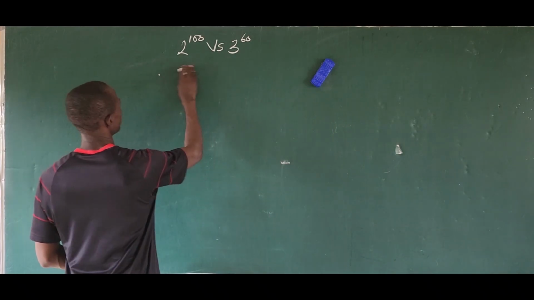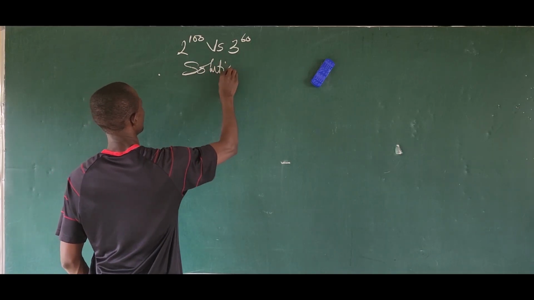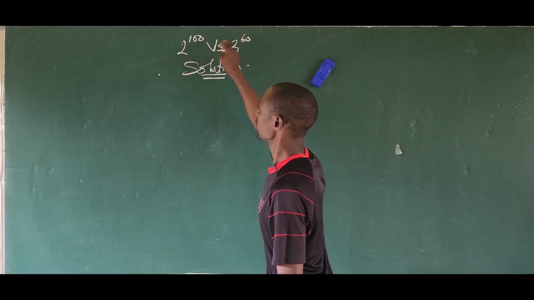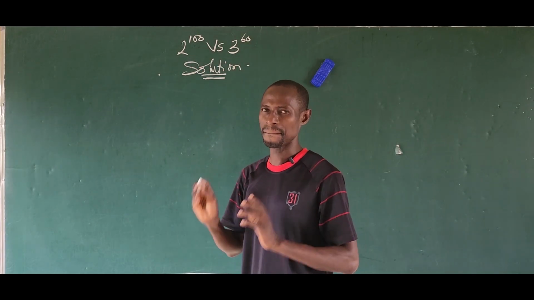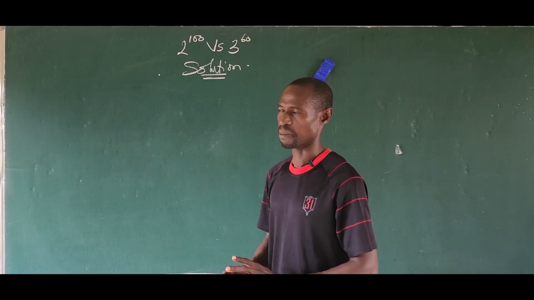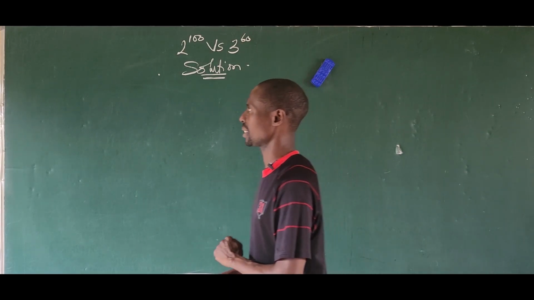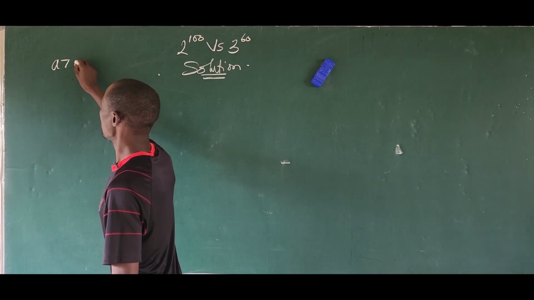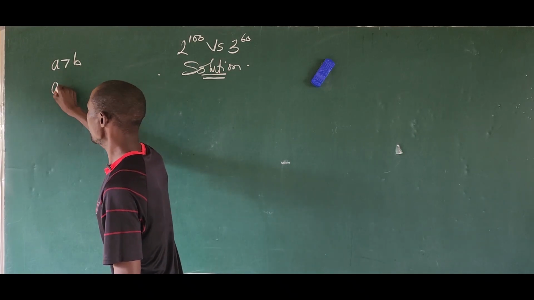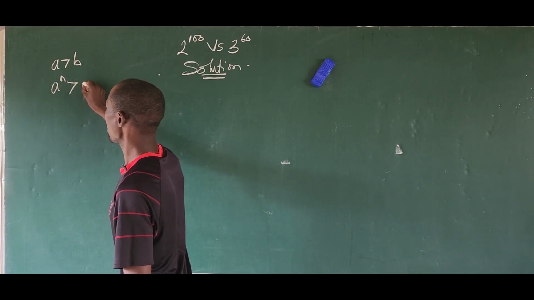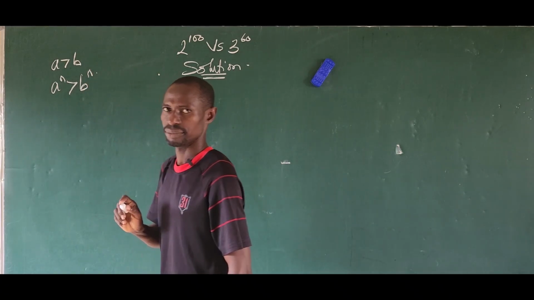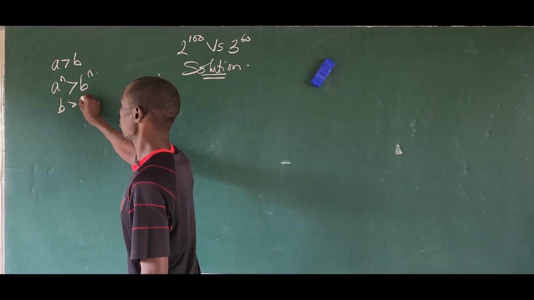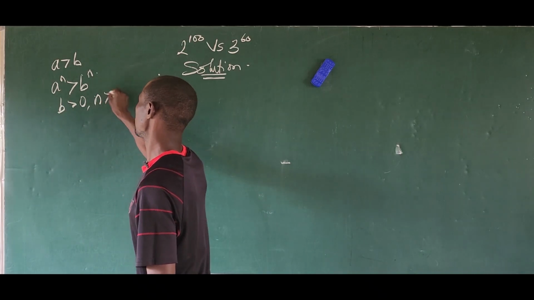So from here, we're going to take our solution. Now, the first thing we're going to do here is this. We want to express these two powers to be of the same quantity. Is it possible to do that? Yes, it is possible. Because we want to make use of the law which says that if A is greater than B, therefore A to the power of N will be greater than B to the power of N. This is a property, provided B is greater than 0 and N is also greater than 0.